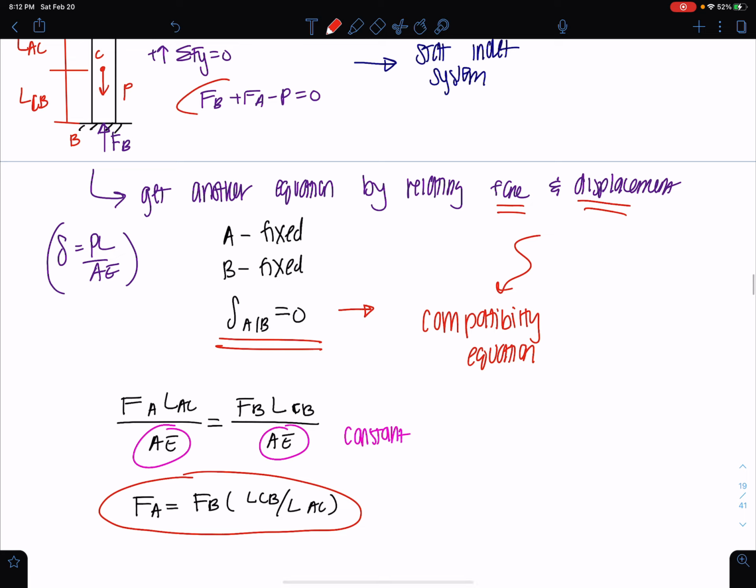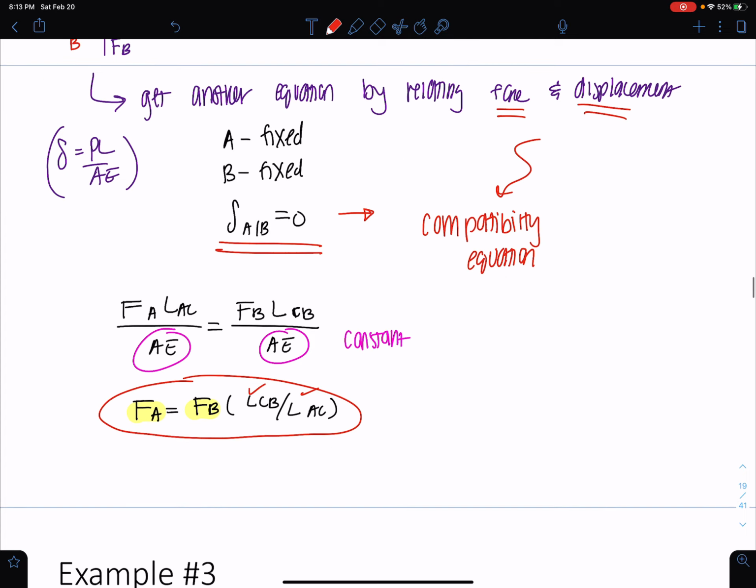So do you see how we have now built a second equation, and we only have two unknowns? Our unknowns are FB and FA. We know what P is, that's the applied force. We know what the lengths are, and now we have two equations and two unknowns, and we can solve. We can actually continue and get that FA is equal to P times LCB over L, and FB is equal to P times LAC over L.